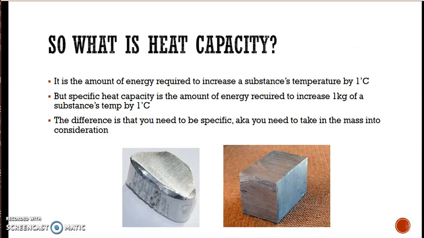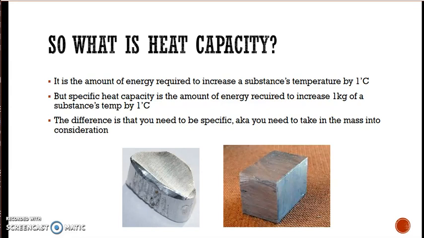So what is heat capacity? It is the amount of energy required to increase the substance temperature by 1 degree Celsius, or Kelvin, if you want to use Kelvin like a noob. But specific heat capacity is the amount of energy required to increase 1 kg of a substance temperature by 1 degree or Kelvin, if you want to be a noob.